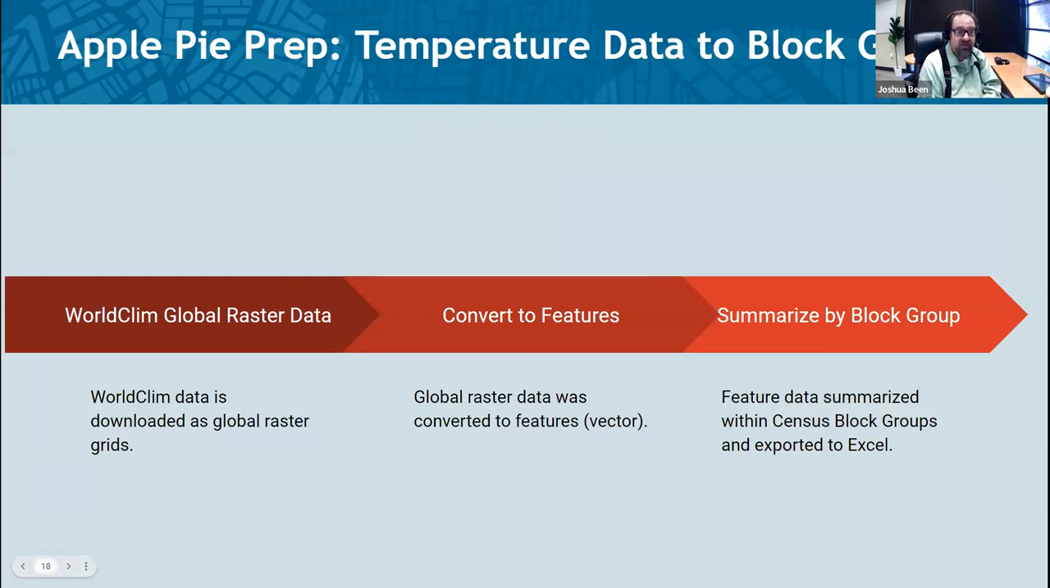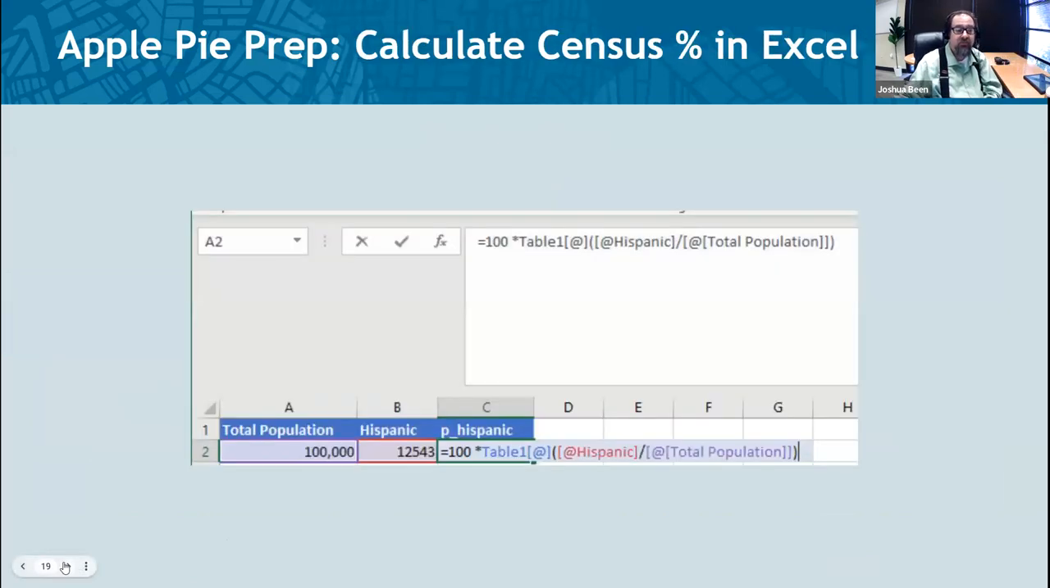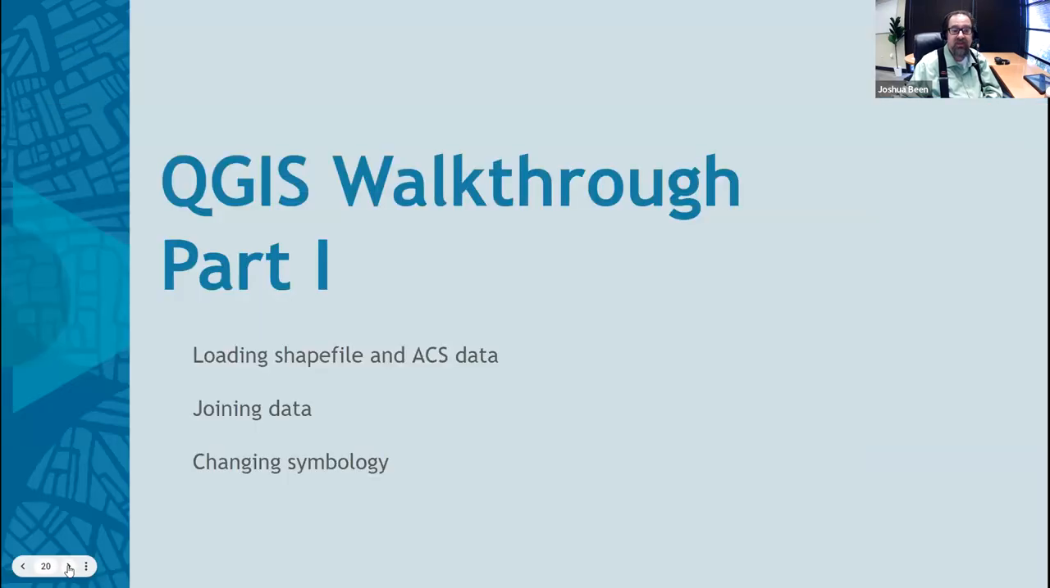And the WorldClim data, temperature, is provided in a raster grid like Kate was describing. What we did was we converted the raster to features, or vector data, and then summarized the data again by block group. So that's what is in the Excel file. And finally, the census data that we downloaded from the IPUMS NHGIS did not calculate percents for us. So we very easily and quickly, like in this example here, just calculated the percents ourselves. And with that, I'm going to return the mic to Kate.